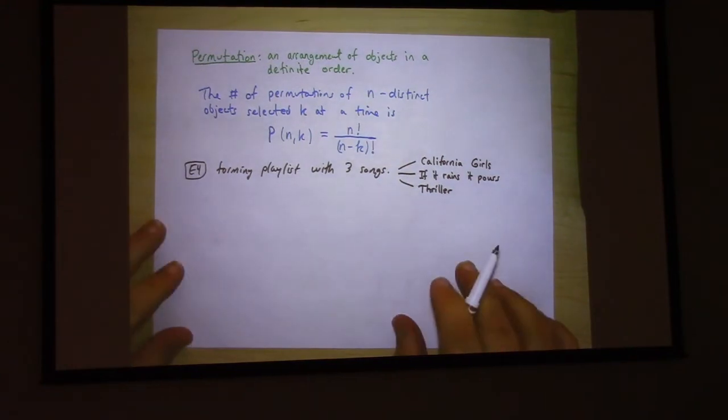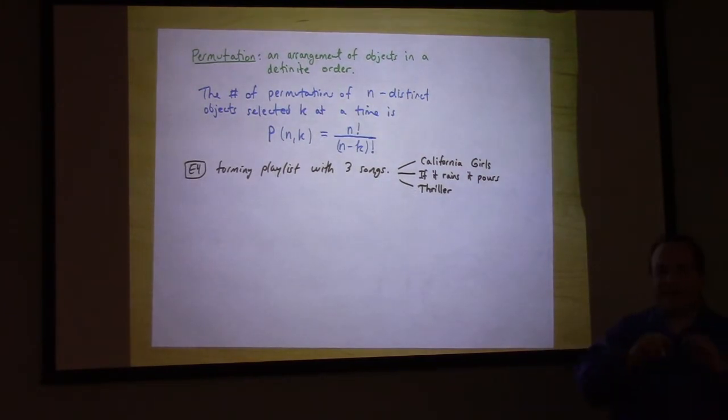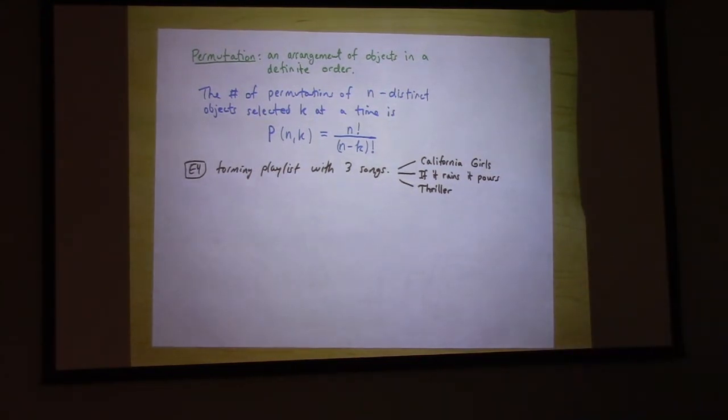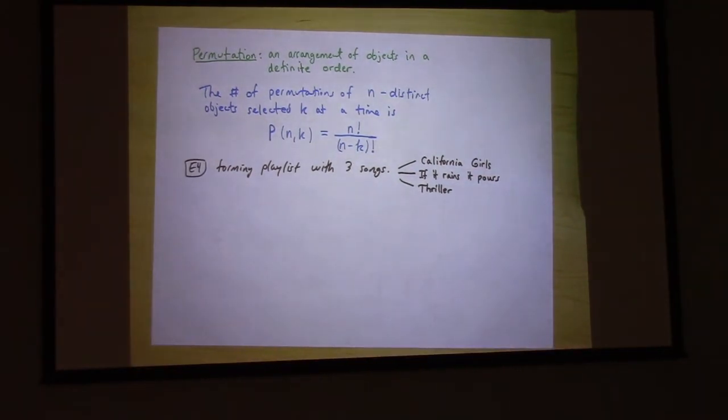So this is an example of permutations, because if you're making a playlist, there's a big difference between whether you play California Girls, then If It Rains It Pours, then Thriller, versus you start with Thriller, then you play California Girls, then If It Rains It Pours. There are permutations here, right? The order matters.